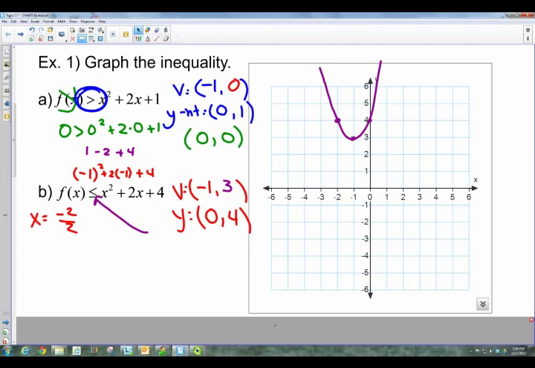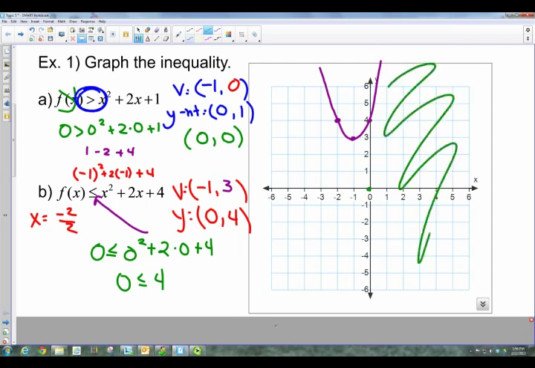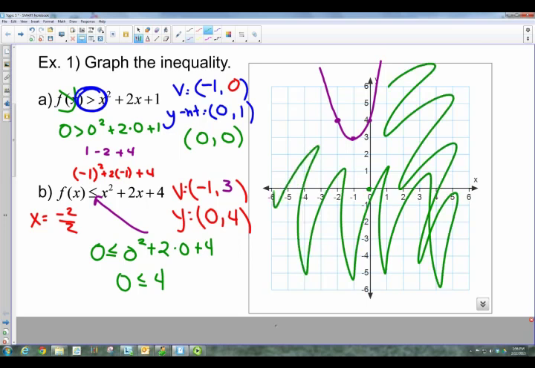Now to finish this up, I have to choose a point. And notice again, 0, 0 is not on my graph, so I can substitute that in. So we've got 0 is less than or equal to 0 squared plus 2 times 0 plus 4, which gives me 0 is less than or equal to 4. And that is true. So since that's true, I have to shade where 0, 0 is. And it's on the outside of my graph. So I'm going to shade everywhere on the outside of the graph. And there you go. You are finished.